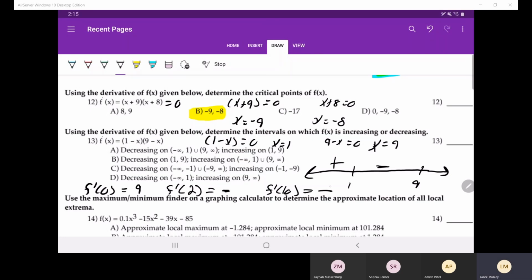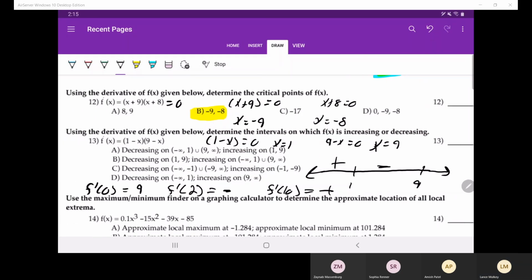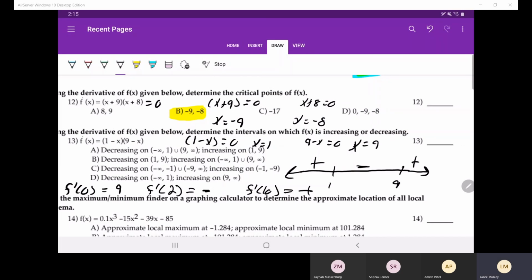They're both negative, so a negative times a negative is positive, right? So that's positive. So everywhere the derivative, so this represents f prime of x, is positive, it's increasing. Everywhere it's negative, it's decreasing. So it's decreasing between 1 and 9, and increasing between negative infinity to 1, and from 9 to infinity.